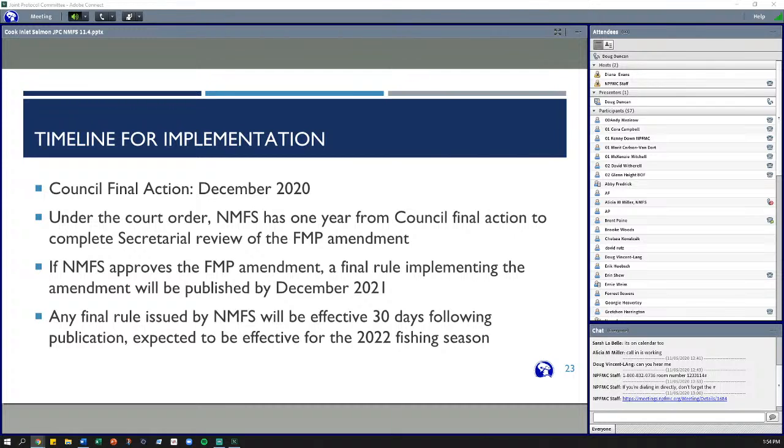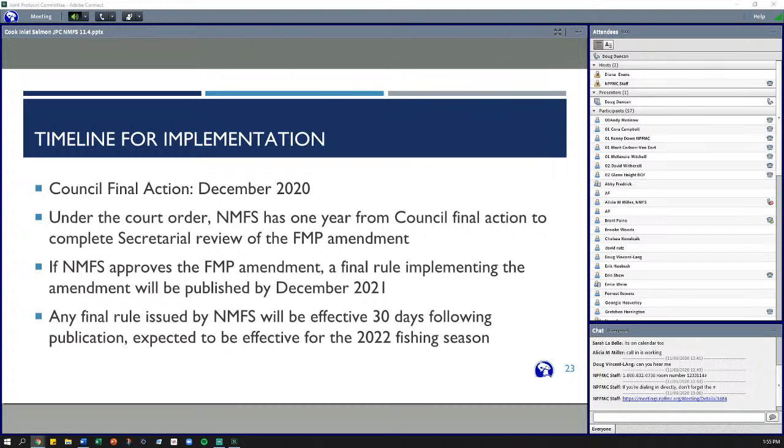I thought, as generally the analysis of impacts, we would look forward to the timeline for action and implementation. We have the court-ordered deadline of December 2020 for the council to take final action. And then as a part of the existing terms of the lawsuit, NMFS has 1 year from when the council takes final action to complete secretarial review of the FMP amendment. And then if NMFS does approve the proposed FMP amendment, the final rule implementing it, as well as the associated regulations, would be published by December 2021.